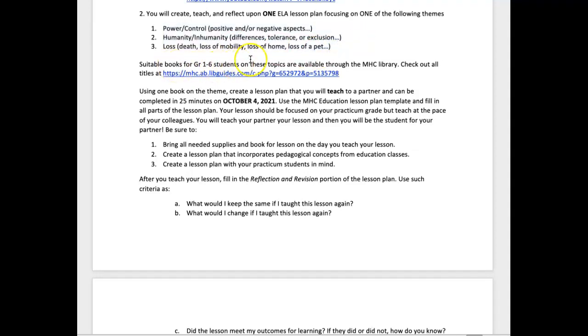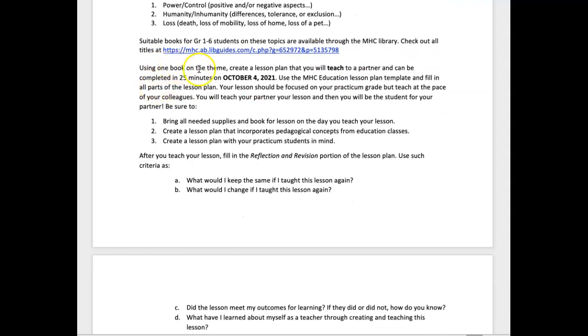Okay. Suitable books for grade 1 to 6 students on these topics are available in the MHC library. These are all in the library. Check out the titles, and there's a nice little LibGuide there. You can check them out and then just go get the book and create your lesson plan. Using one book on the theme, create a lesson plan that you will teach to a partner. So you're just going to teach a partner. You're not teaching the whole class.